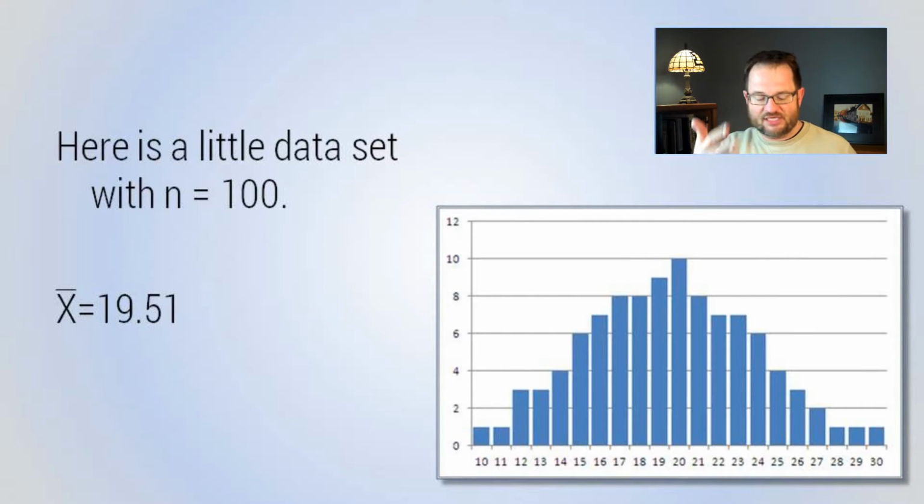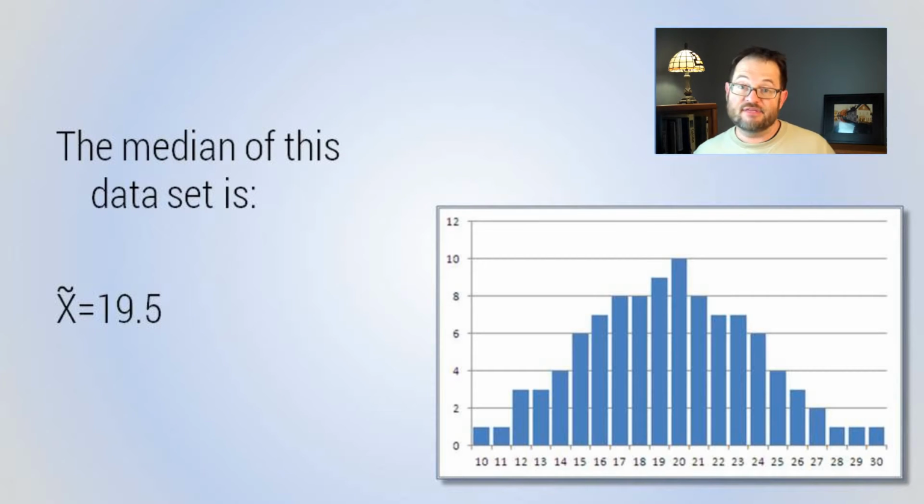So at 10 degrees one observation, all the way up to 30 degrees one observation, but the mode of the distribution appears to be at about 20 degrees, where it was observed 10 times. If I did the math, the average of this data set was 19.51 degrees. If I computed the median of this data set, x tilde, it's 19.5, which is awfully close to that 19.51.